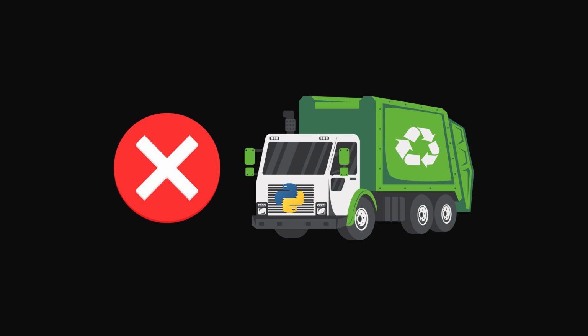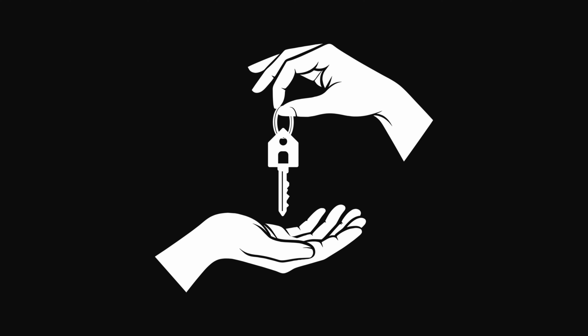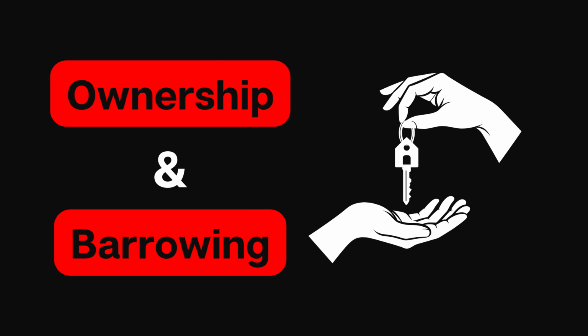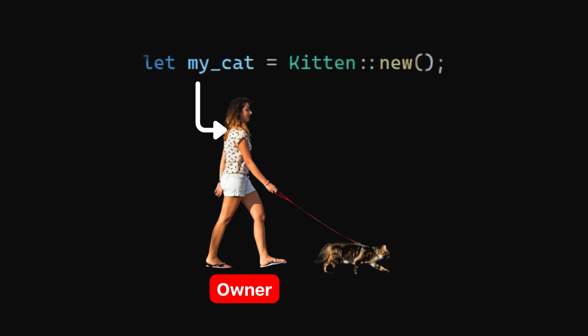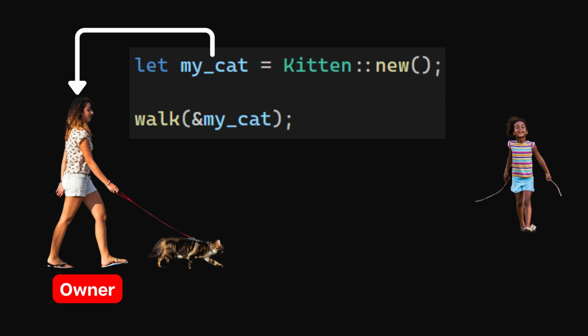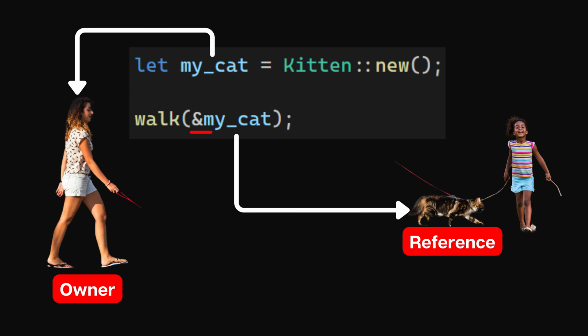Let's dive into Rust memory safety. Unlike Python, Rust doesn't have a garbage collector, but it relies on ownership and borrowing, which in this case my cat is an owner, which has a new kitten as a value that can be used by another function by typing an ampersand in front of the variable name. This lets the other function refer to the value.